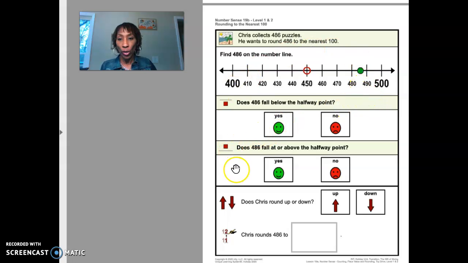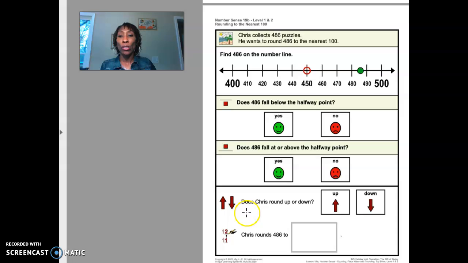And you go down to the next question. Does it fall at or above your halfway point? Again, you look at where your number is and you determine whether it is at or above the halfway point. You're going to circle your answer, either yes or no. Don't forget to answer this question. Does it fall below? If it does, circle yes. If it does not, circle no.